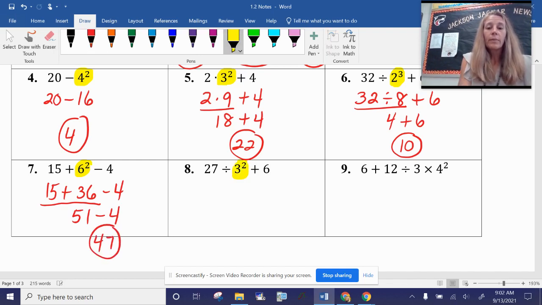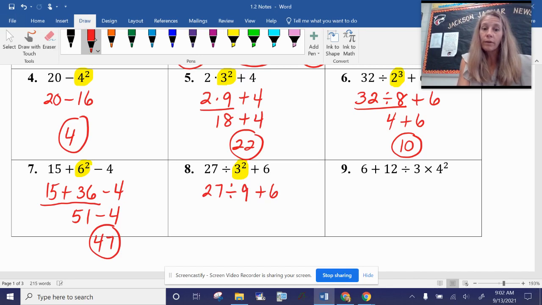In number 8, I have my exponent of 3 squared, which equals 9. Now I need to do my division. 27 divided by 9 is 3, and finish it up with my addition. 3 plus 6 is 9.